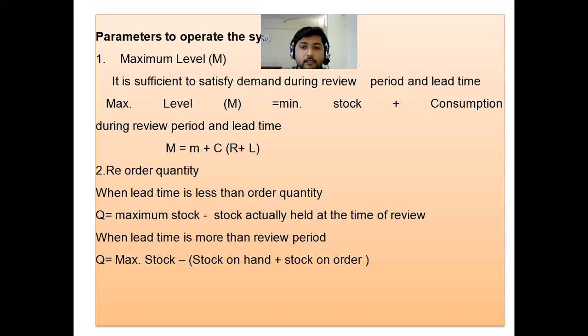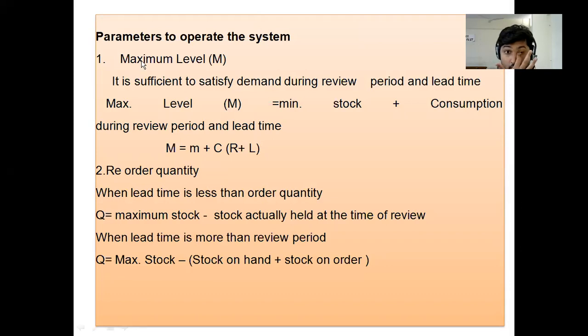Now we will discuss the important parameters related to the P type of system. The maximum level is sufficient to satisfy the demand during the review period and the lead time. So what was the demand in the review period and what is the lead time? That should be satisfied by the maximum level. So maximum level M is equal to minimum stock plus consumption during the review period and the lead time.